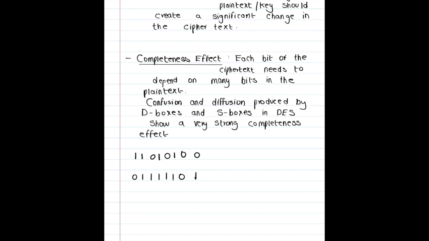If we look at the completeness effect, each bit of the ciphertext needs to depend on many bits in the plain text. The confusion and diffusion produced by P boxes and S boxes in DES show a very strong completeness effect.